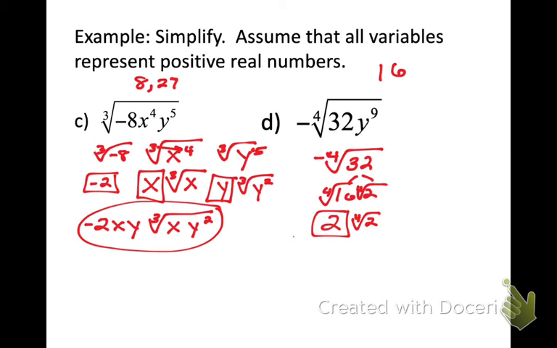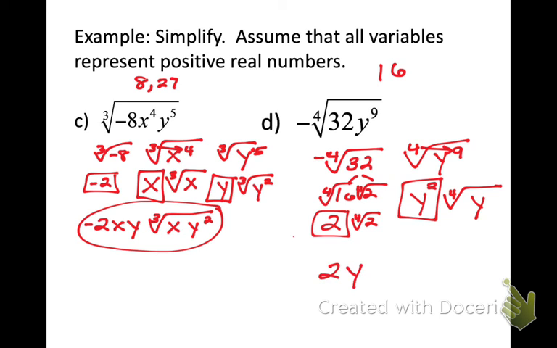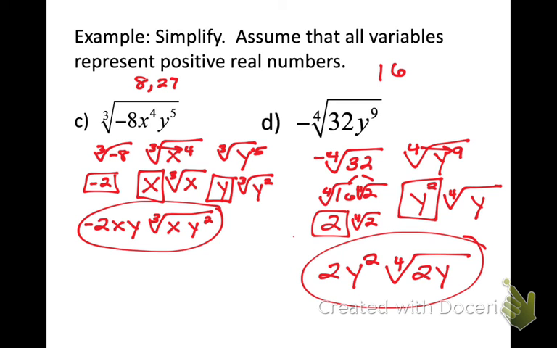And now I have to do a 4th root of y to the 9th. Well, how many times does 4 go into 9? Well, 4 goes into 9 twice, so that's going to be a y squared on the outside. Well, if 4 times 2 is 8, and I need to get to 9, I'm going to have 1 left over underneath. So put the boxes together. So 2y squared, 4th root, 2y. Don't forget to include the correct index. Oh, I forgot my negative.